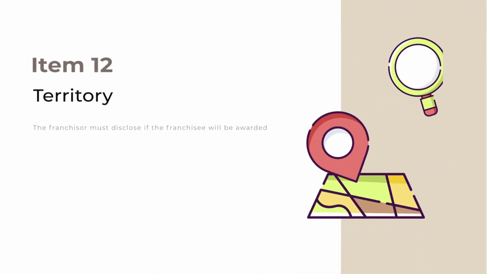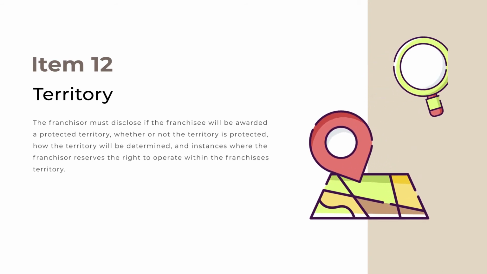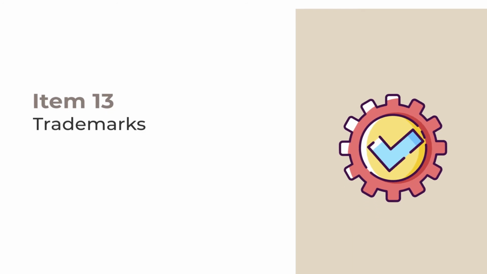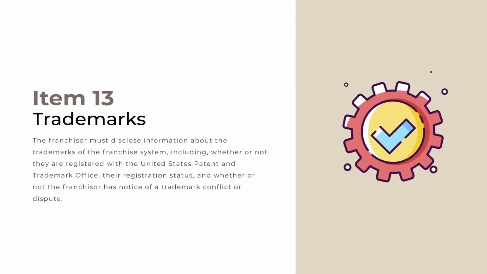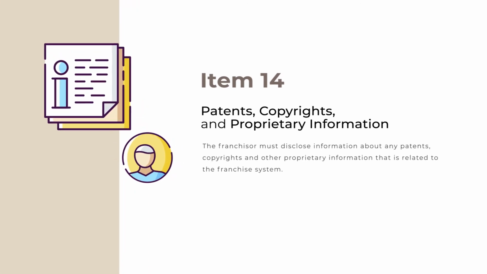Item 12 talks about territory. This is pretty straightforward and also important to see how your territory is created and if it is a protected territory. Item 13 is trademarks. These are the trademarks the company owns. Item 14 is going to include patents, copyrights, and proprietary information.